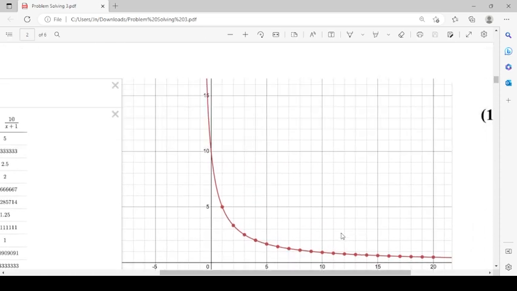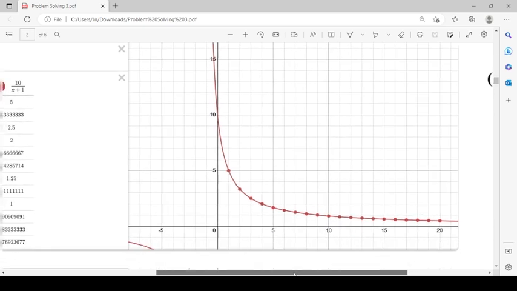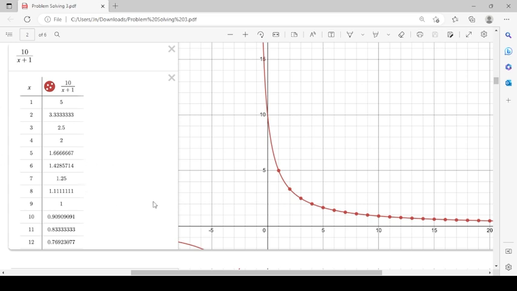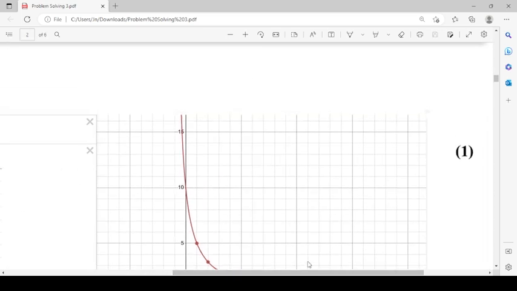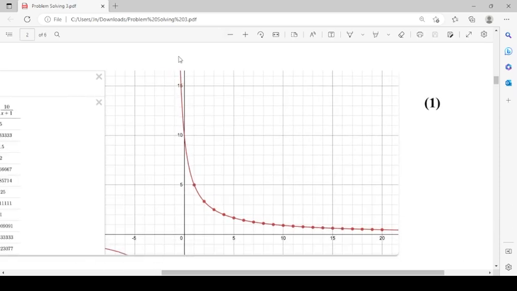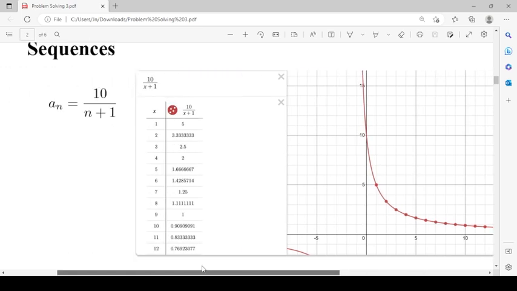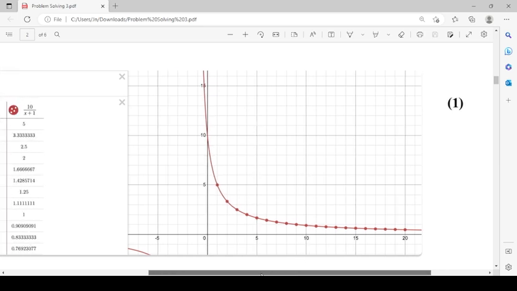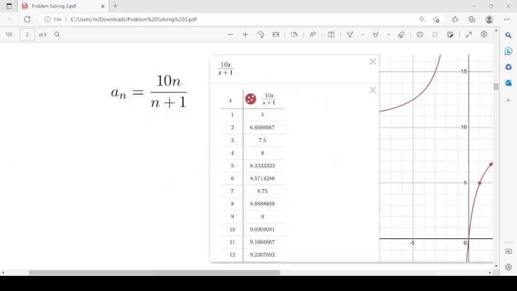And if you draw the graph based on this table, you'll get this graph. Yep, like this. Yeah, I think that's number one. We will continue to number two.